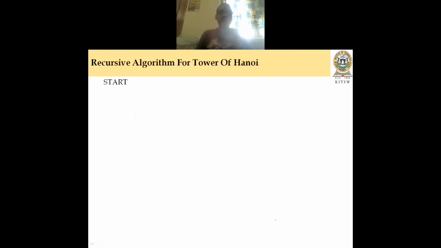Now this is a recursive algorithm we are writing here. The algorithm name is Hanoi, that is the procedure. Here this algorithm is taking 4 parameters. N is the number of disks, and this is the source tower, the destination tower, and the auxiliary tower. 3 towers we are giving. The names of the towers can also be given as A, B, C, or tower 1, tower 2, and so on, as source, destination and auxiliary.